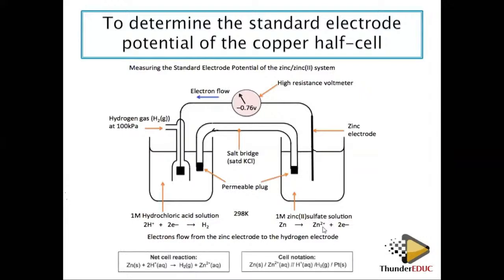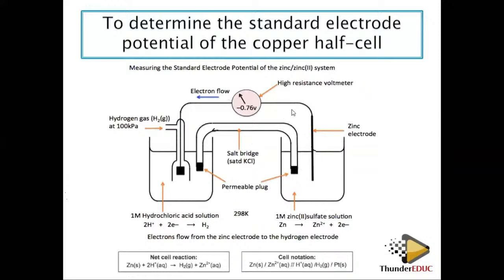Cell notation. Remember, you start with the anode. So zinc, which is a solid, is oxidized, or it dissolves. This electrode dissolves to give zinc 2 ions. So zinc, a solid, is oxidized to zinc 2 ions. Now I don't have anything on this side. Then I separate this by a salt bridge slash.